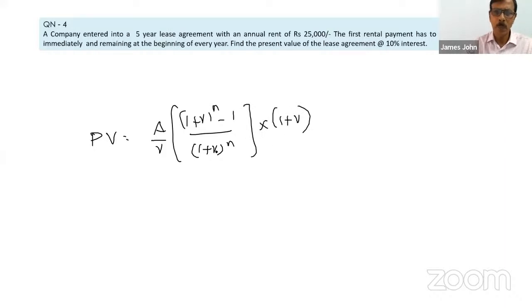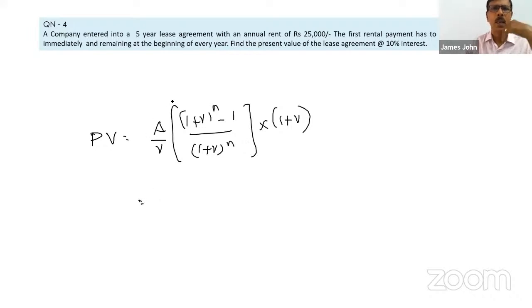Some formula may have the denominator as (1 plus r) the whole raised to n minus 1. You might have learned that formula. You can use the same form because this one gets cancelled, and the denominator becomes n minus 1. Any one you can use. Okay. Now, what is the value of A?